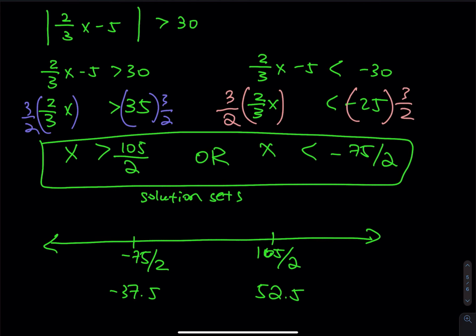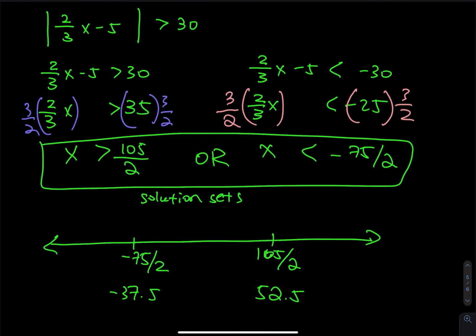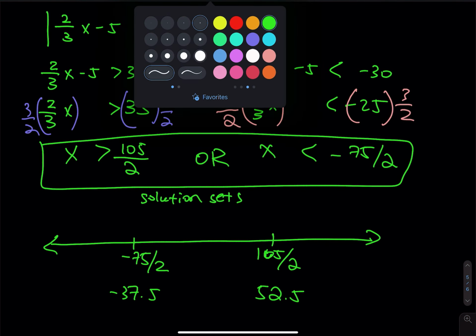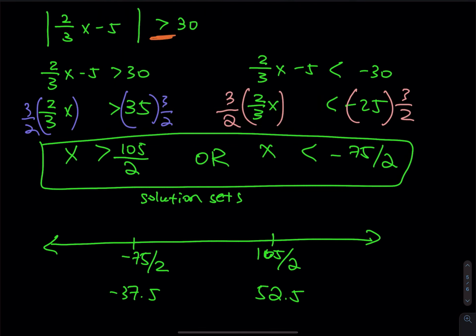Now, let's do a small modification. So the modification that I would like to do is, what if this is an equal? Greater than or equal to, so this will be equal, this will be equal, and then this will be equal. That doesn't change the or, but that changes the circle.